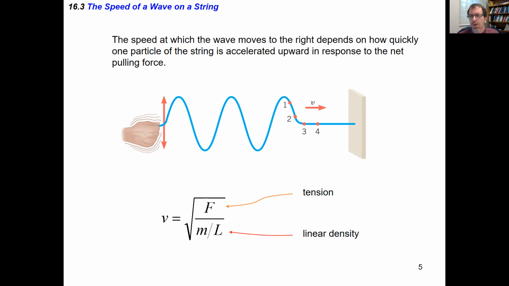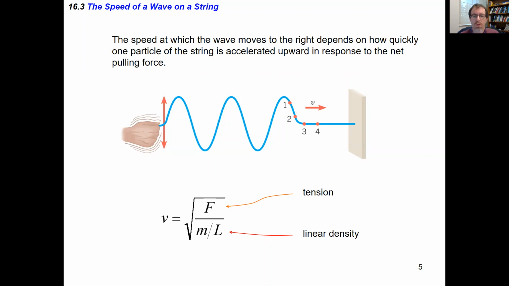Typically when we talk about mass density, we use rho and we use mass divided by volume. So density is mass over volume, right? Well, in this case, this is a linear density. So rather than a volume density, this is mass divided by length.